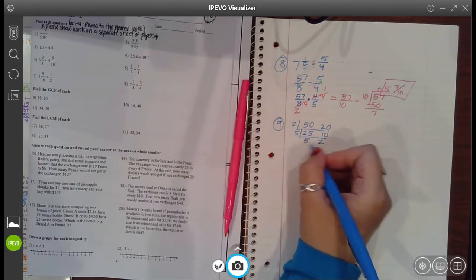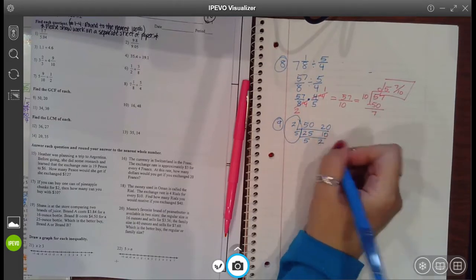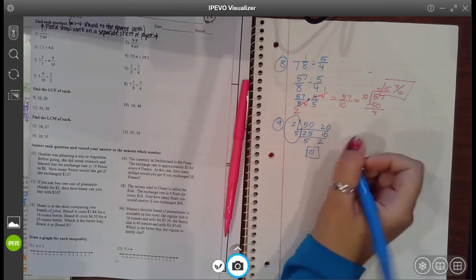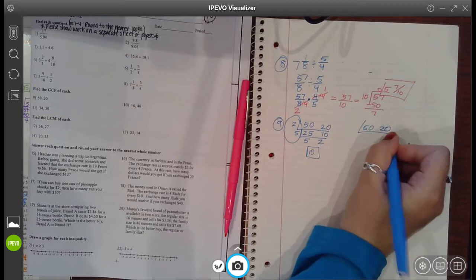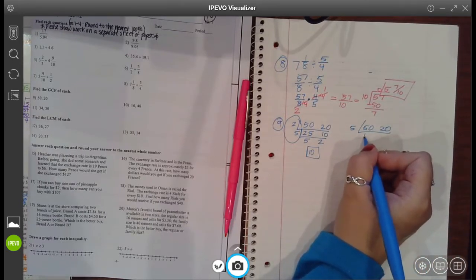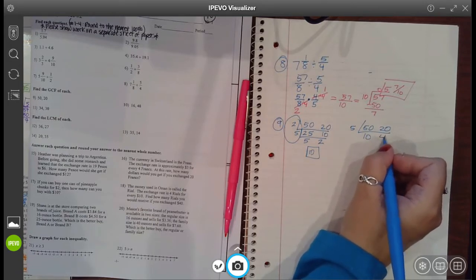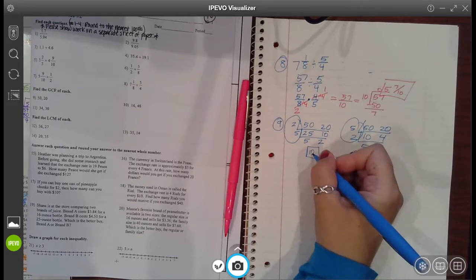Can anything go into 5 and 2? No. So we're done. 2 times 5 is 10. So your GCF would be 10. Now, some people are like, oh my gosh, I missed it because mine looks different. You could have chosen to start with 5 and done 5 times 10 and 5 times 4 and then done 2. And you still end with 5 times 2, which is 10.